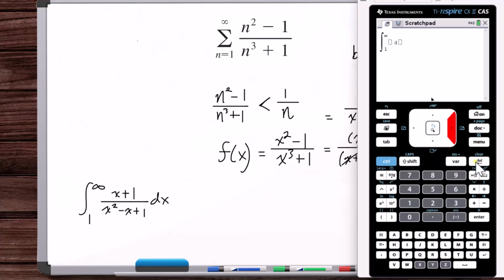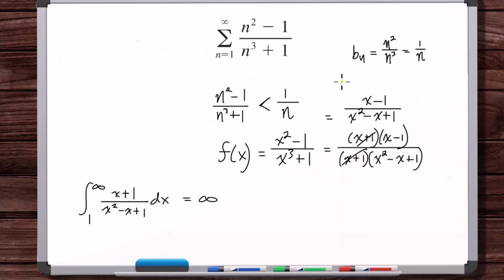So, okay, well, let's do x plus 1 over x squared minus x plus 1. Store that as e. Now we want to integrate from 1 to infinity of that e with respect to x. That is infinity.